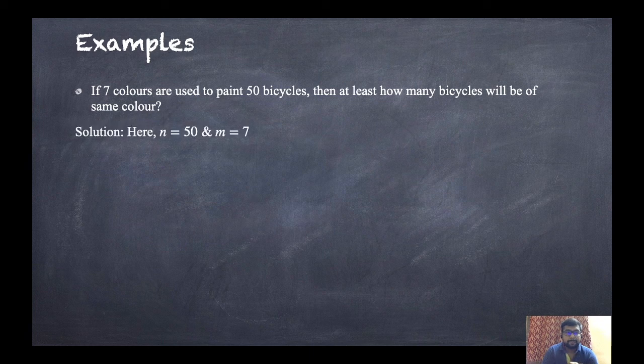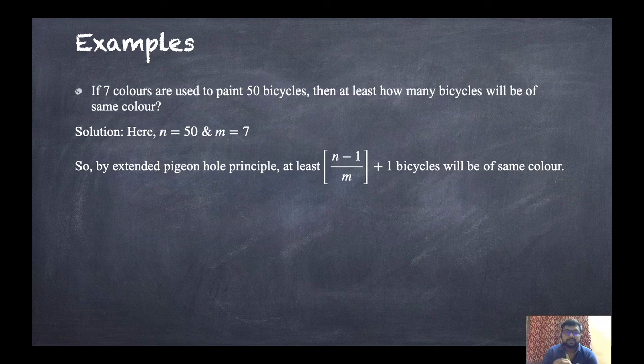So here, n is 50. Whenever the number is larger, it must be the pigeons. So n equals 50, that means the number of pigeons is 50, more than the pigeonholes. And m equals 7, that means 7 colors are there. So by the extended pigeonhole principle, at least how many bicycles will be of the same color?